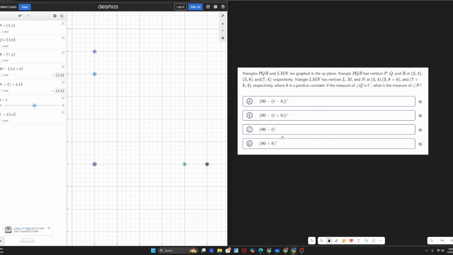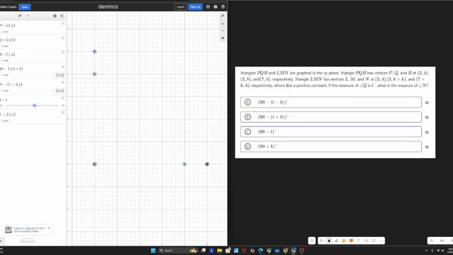It has the points L equals 3, comma 4, M equals 3, comma 8 plus k, and N equals 7 plus k, comma 4, where again, k is any positive constant. So if you look closely, you'll notice that triangle LMN is essentially the same shape as triangle PQR, just stretched upward and to the right a little bit. The vertical side got taller, and the horizontal side got longer, but the triangle is still right angled at point L, because one side is vertical and one side is horizontal, just like the previous triangle.